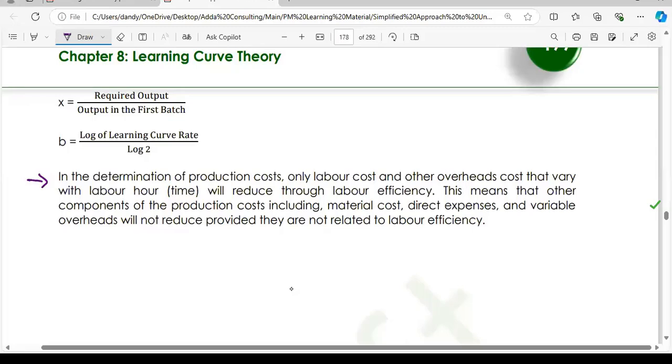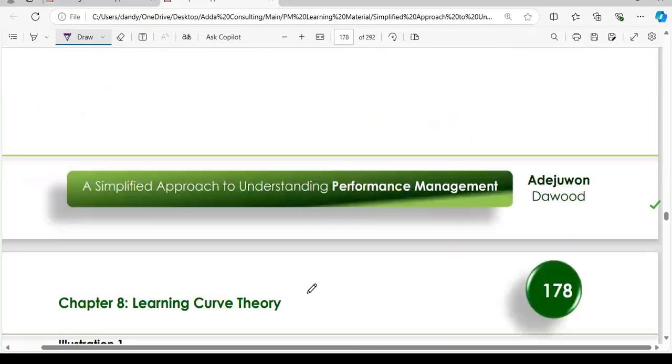However, in the determination of this production cost, only labor costs and other overhead costs that vary with labor time, that vary with labor hour, will reduce through labor efficiency. You don't have anything to do with overhead costs, direct expenses or direct material, provided they are not relating to labor hour. It is only when your overhead is related to labor hour that you apply the learning effect. So please watch out for that. What other things do we need to talk about?